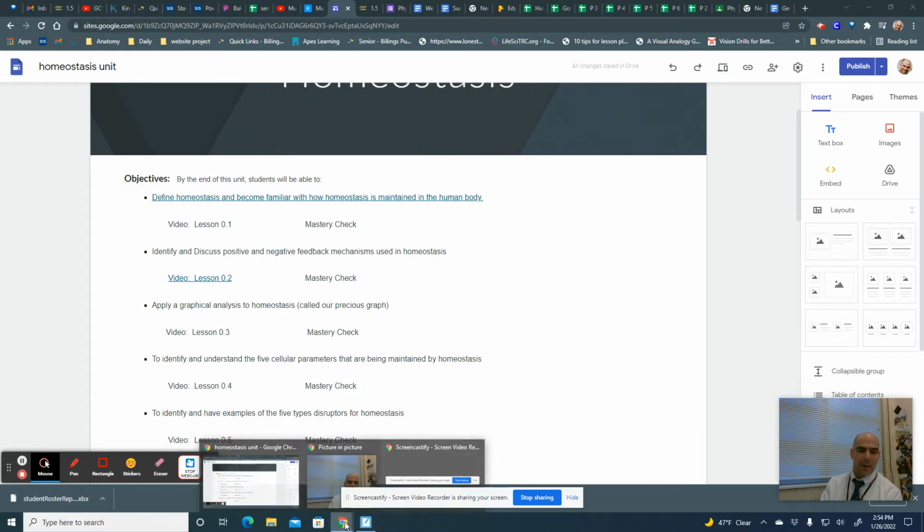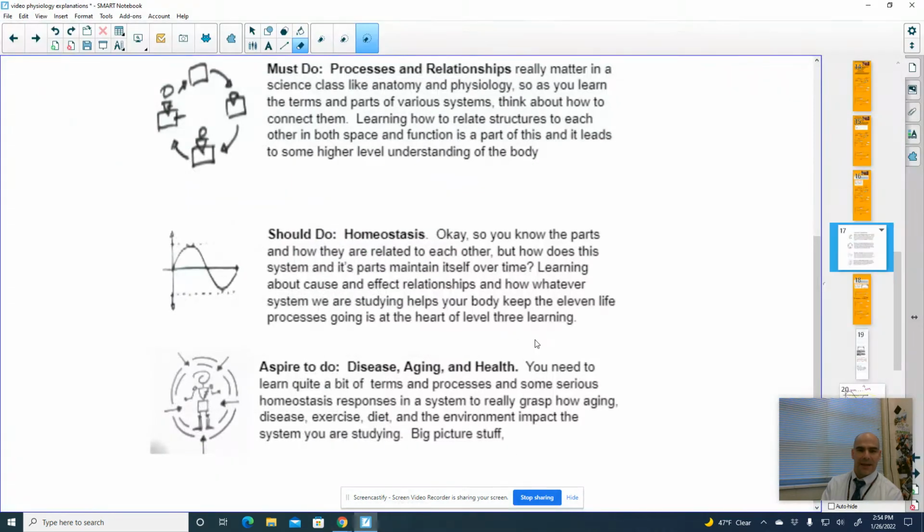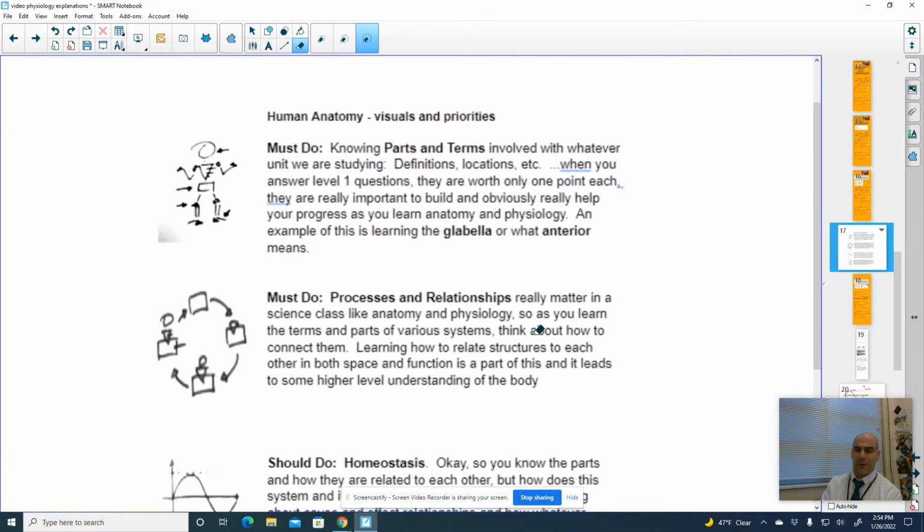All right. I will also share all my presentations with you. They'll be on PDFs, probably on Google Classroom as well. And an example of this will be like this little handout right here, which is just kind of a reminder about what matters in this class and how we do certain things. This is our must do symbol right here.